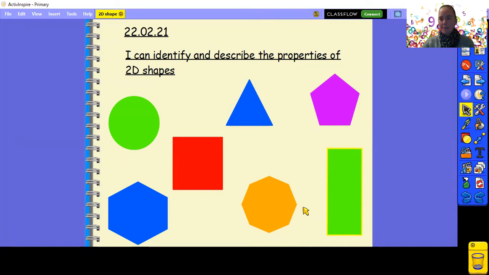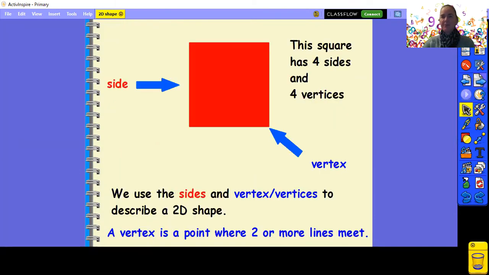Well, you may remember in year one that when describing a 2D shape, we use the words sides and vertices. But what are these? Let's have a look. So I've got my picture of a square here, and I've got my two labels. So this one says side, and this one says vertex. So a square has 4 sides and 4 vertices. So let's count the sides. 1 side, 2 sides, 3 sides, 4 sides.